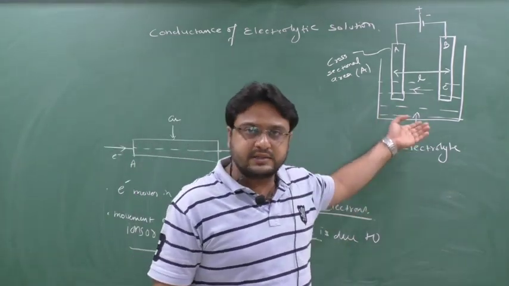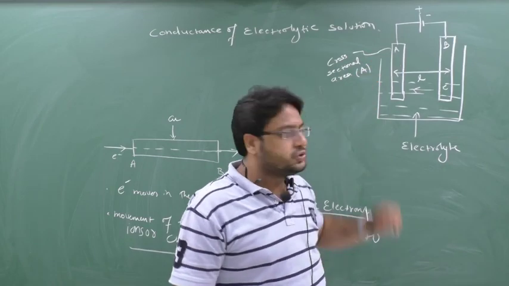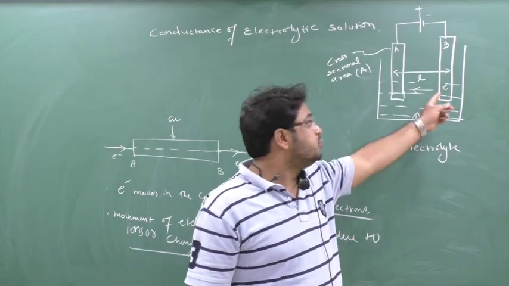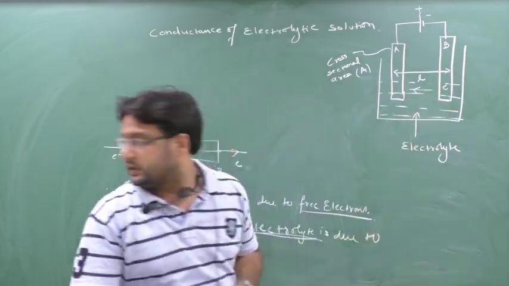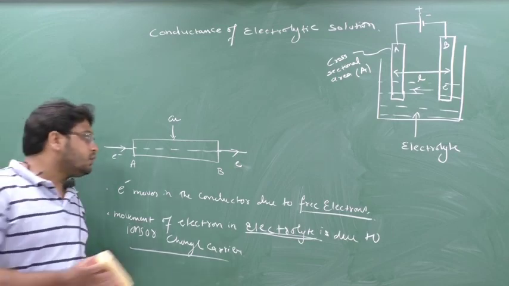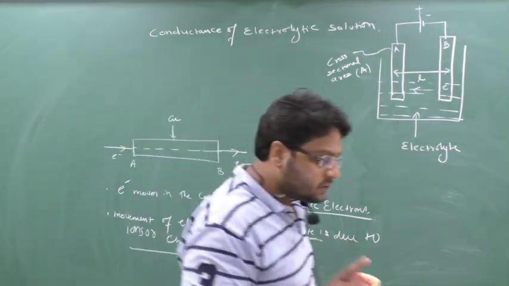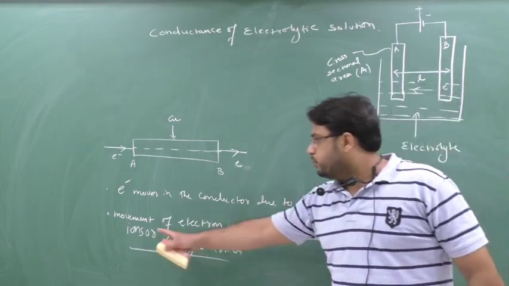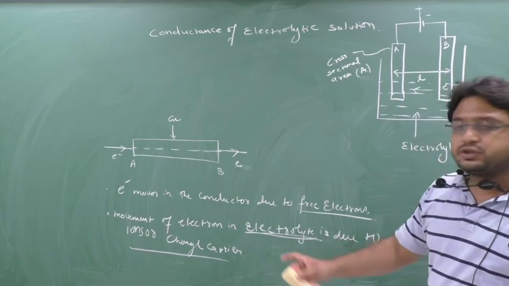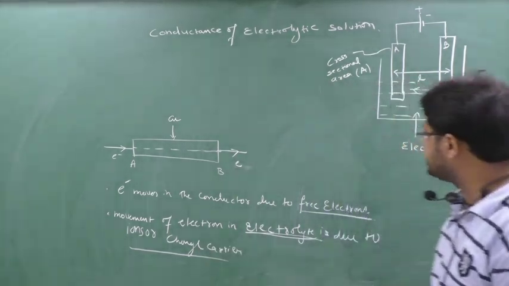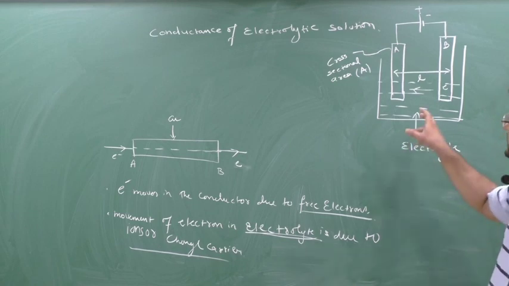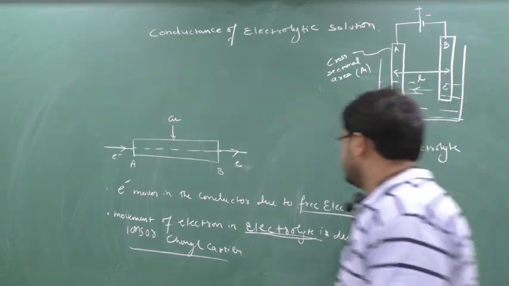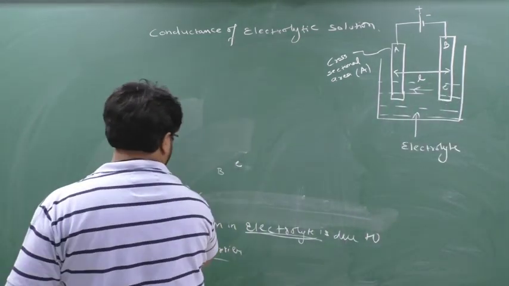For example, if I take NaCl, when I put NaCl in the solution, it will create Na plus and Cl minus. So that Na plus and Cl minus are responsible for the movement of electron in the electrolyte. Clear? So please remember this, that movement of electron in a metallic conductor is due to free electrons, and movement of electron in the electrolyte is due to the ions or charge carriers. So I will continue my topic here.